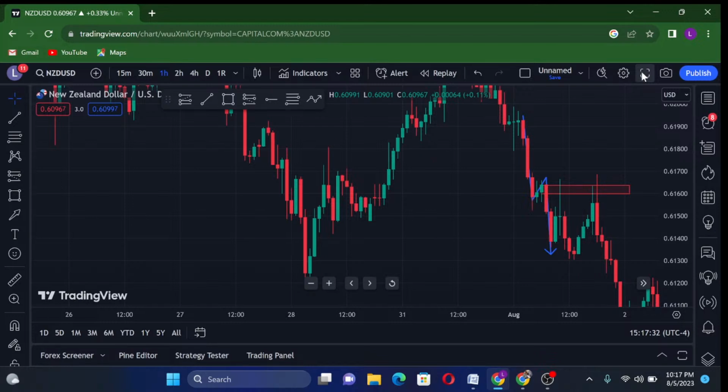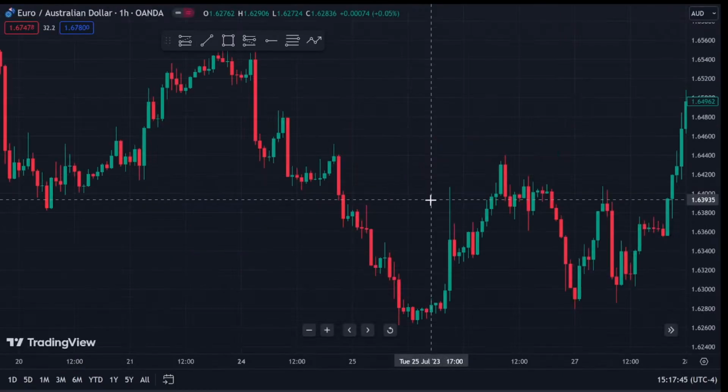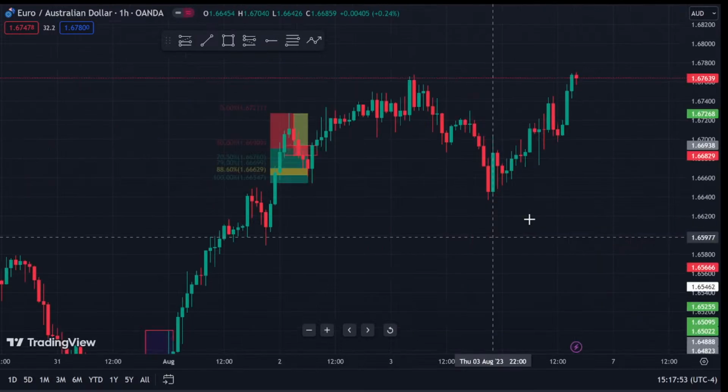I'm looking for an uptrend, a good uptrend. This is not good. Let me just go to another currency that is currently in an uptrend. That's the best thing to do. If the currency you are analyzing is not in an uptrend and you need uptrend movements, I just change the currency.